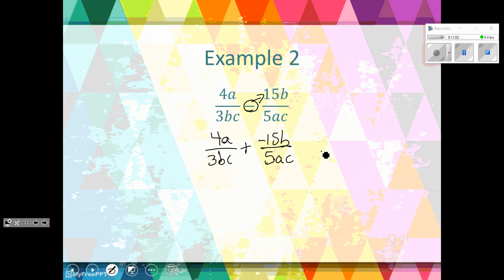So repeat after me. We don't subtract. We add the opposite. We don't subtract. We add the opposite. It will help. It's not a big deal right now because it's monomials, but it will help you down the road.